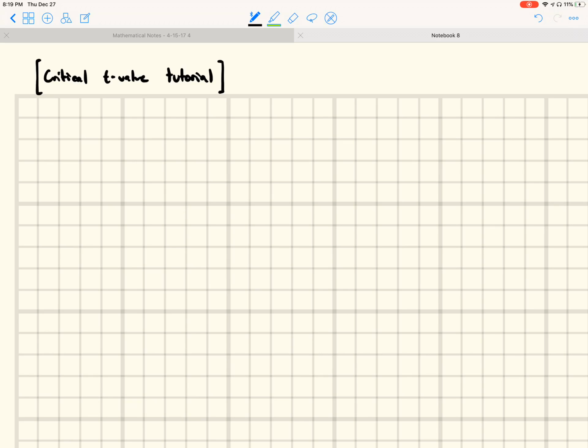I'm kind of a perfectionist, so hopefully I can get through this without letting that get in the way. So, what exactly is this tutorial? This tutorial is a sort of full-blown introduction to calculating the critical t-value for students' t-distribution.